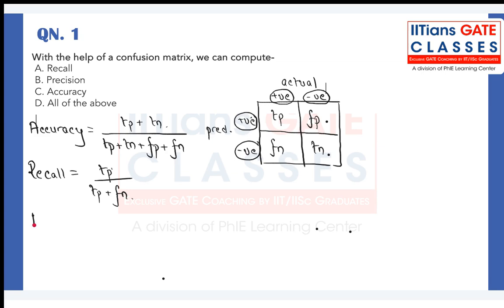Another thing is called precision, and precision is nothing but, out of all the positives that you have predicted, which is true positive plus false positive, how many of them are actually positive, right? So that is your precision. So you can calculate all three of them only using the confusion matrix, and that is why the answer is actually all of the above.